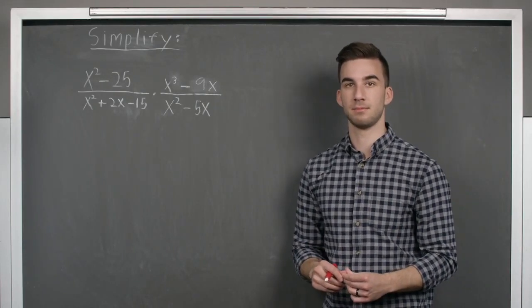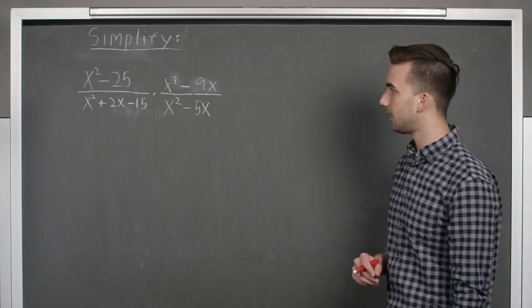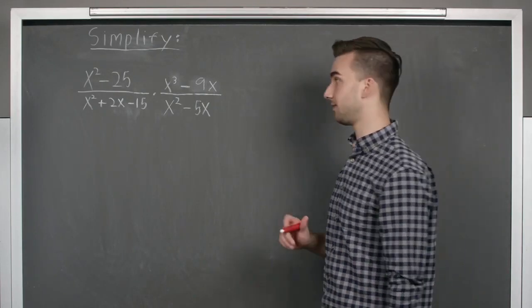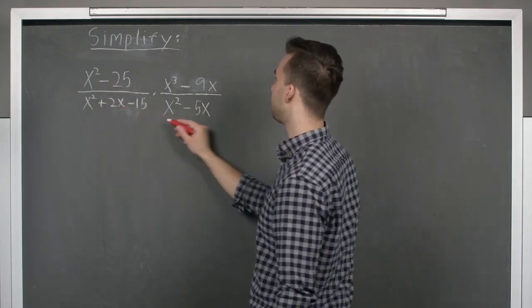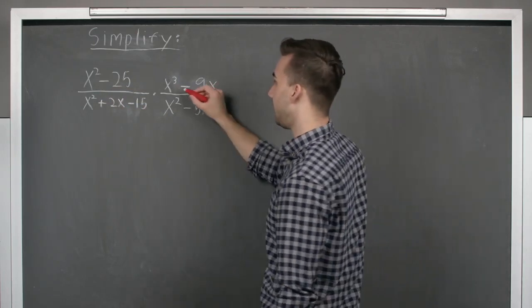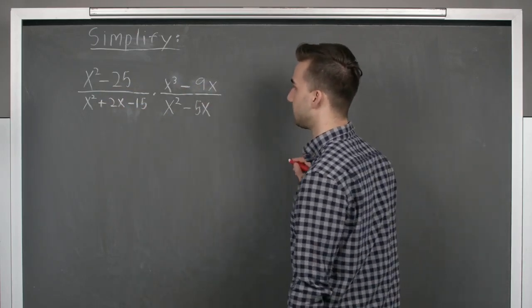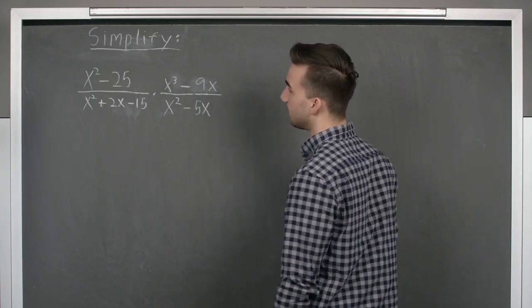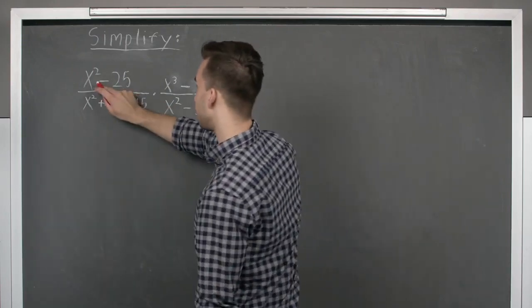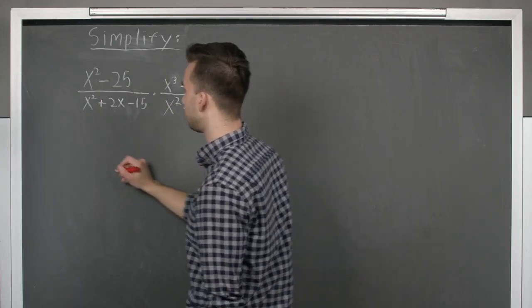Here we have an example where we're trying to simplify, and we have to do a lot of factoring to get there. We have a difference of squares here, we have a trinomial, we have a common factor, and that'll probably leave us with a difference of squares. And then down here we have another common factor. But let's just start up here. Let's do the difference of squares.